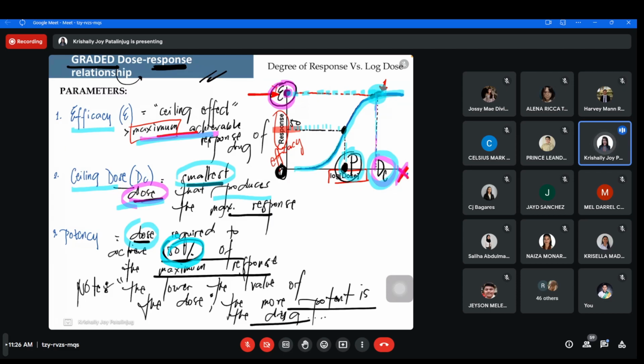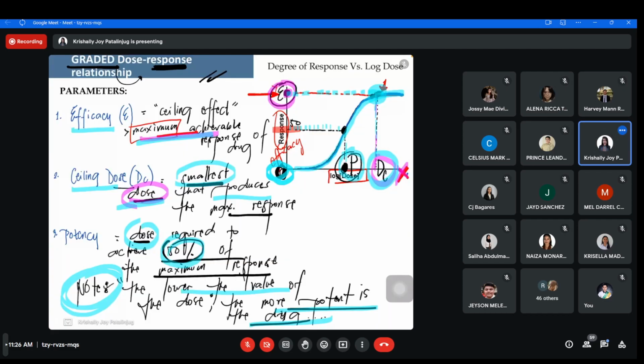Okay? Now later, when you are asked to identify which among the drugs is more potent, take note of this. A drug is more potent if it has the lower value of the dose, lower value of the dose meaning closer to 0. Okay? Now, I will also introduce another parameter, although it is not applicable, but it will help you understand the relationship of the concentration and the response, or the dose and the response relationship.